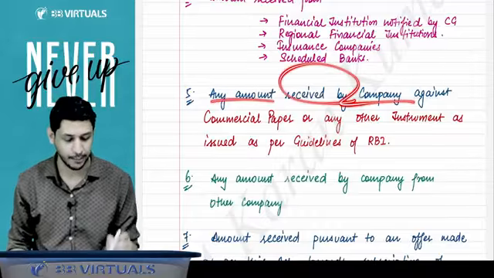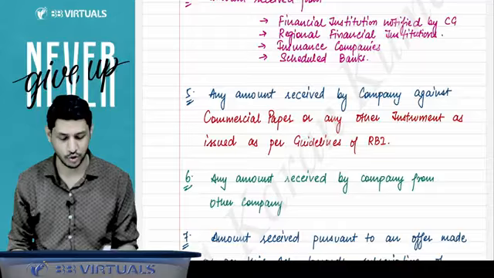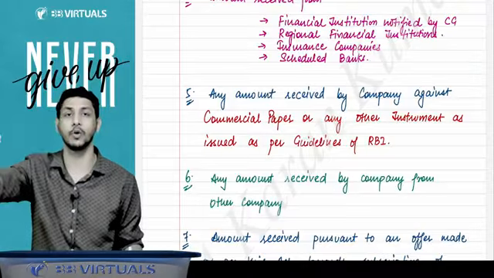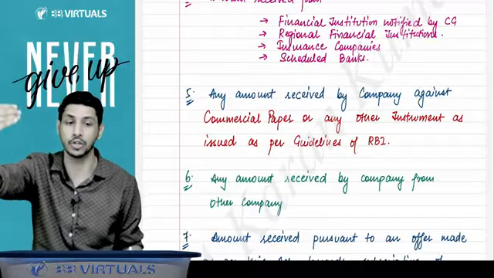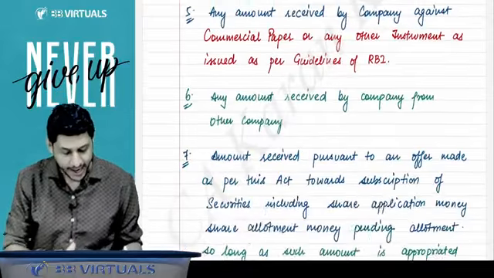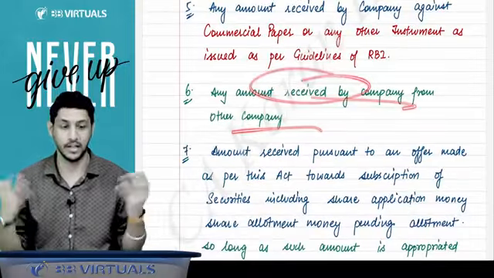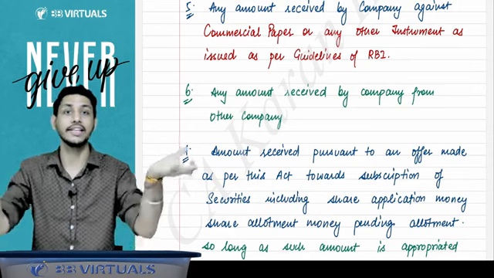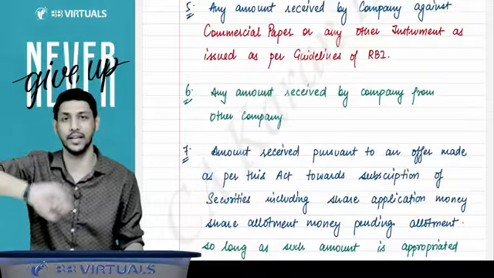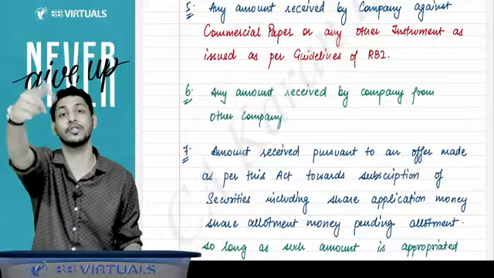Any amount received by a company against commercial paper or other instrument issued as per the guidelines of RBI. So if you issued the commercial paper and accepted the amount, that is not considered as deposit. Any amount received by a company from another company, that we will say intercorporate loans and advances. If a company is giving a loan to some other company, that will not be considered as a deposit for that company.